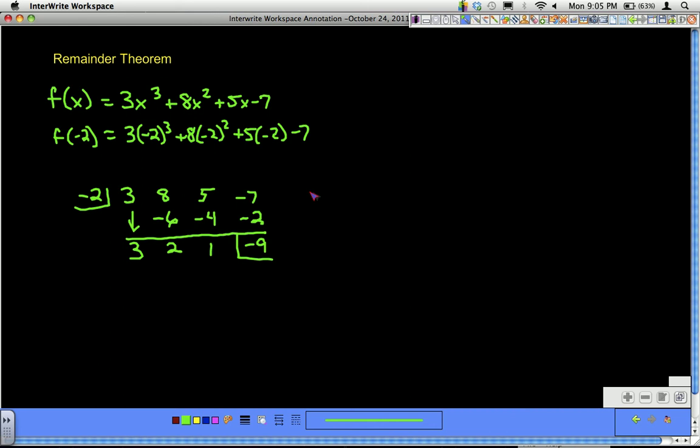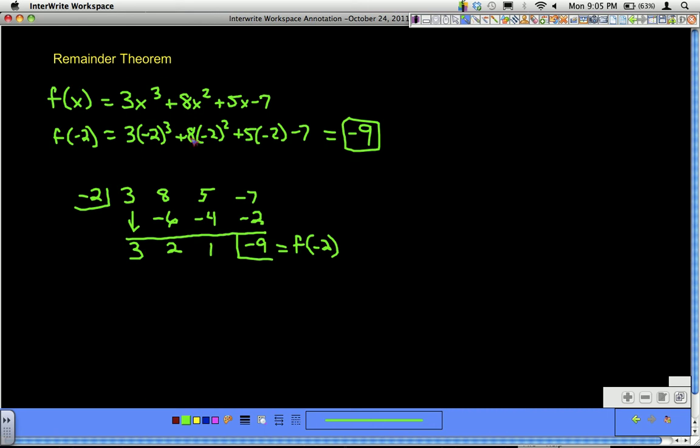What did we just find? This is f of negative 2. In other words, we could have done all of this work up here, and hopefully if we did it all right, we would have got negative 9 for a solution. Much, much shorter and a lot harder to make any mistakes in this part right here.